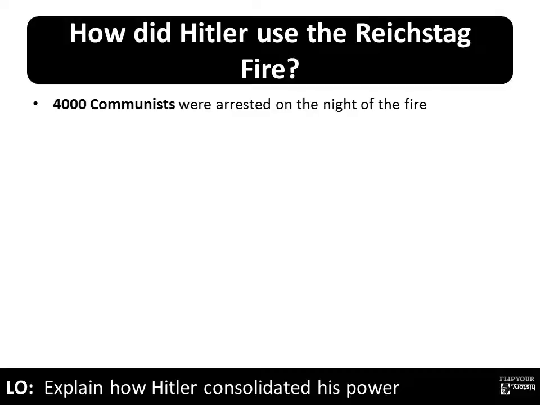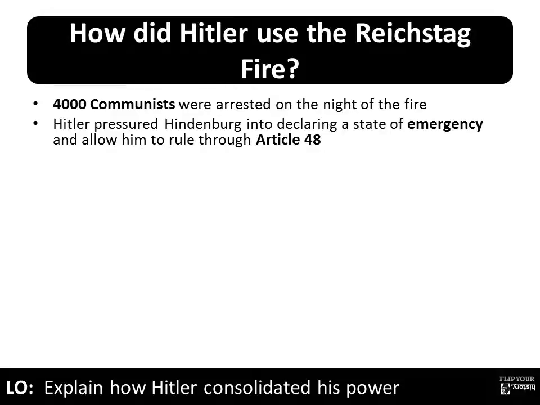First of all, he got Hermann Göring as head of the police to arrest 4,000 communists on the night of the fire, greatly crippling the Communist Party. He then pressured Hindenburg into declaring a state of emergency on the basis that this had been a communist terrorist act, and allow Hitler to rule through Article 48 using presidential decrees, effectively bypassing the Reichstag.